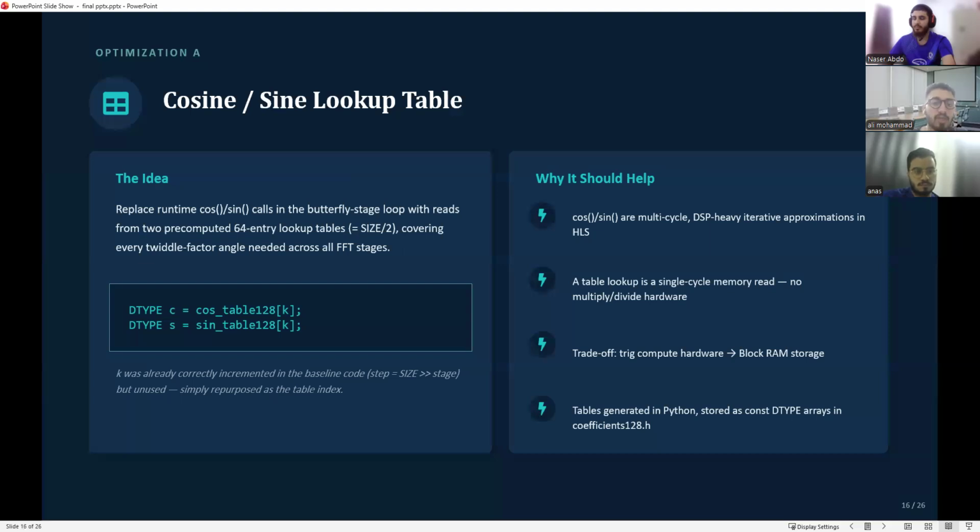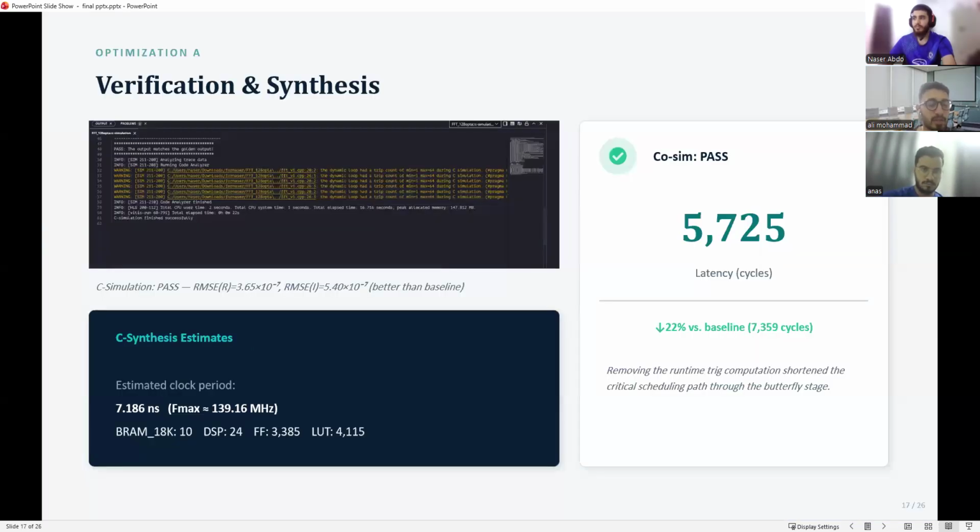So here we applied our first optimization, A. Instead of calculating cosine and sine values during execution, we stored them in lookup tables. The hardware simply reads the required values from memory. This reduces the amount of computation because memory access is much faster than repeatedly calculating the functions, at the cost of an amount of additional memory. Next, please.